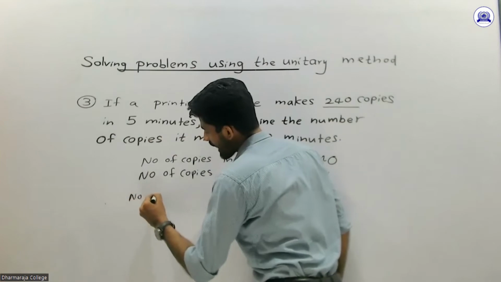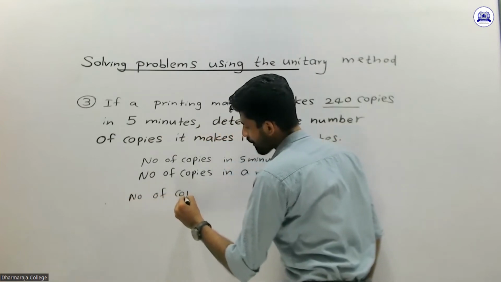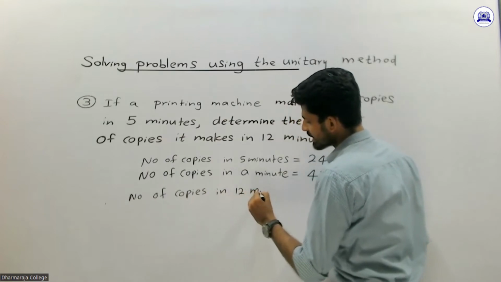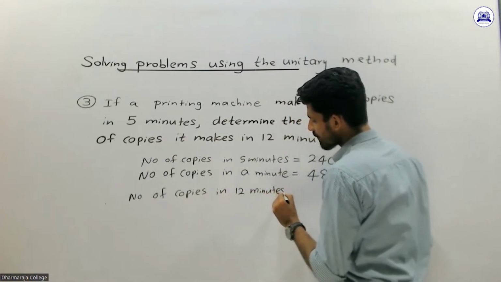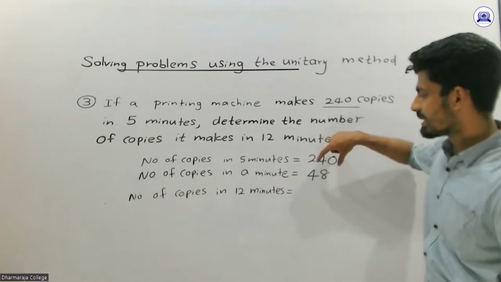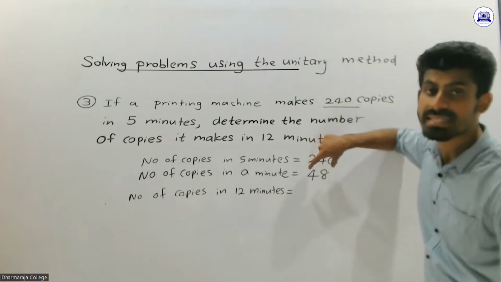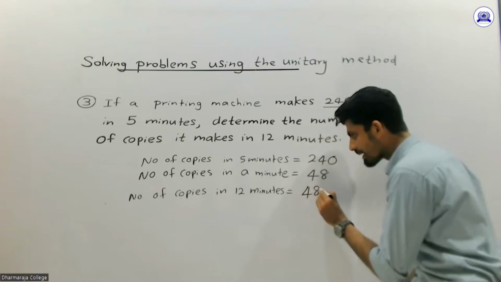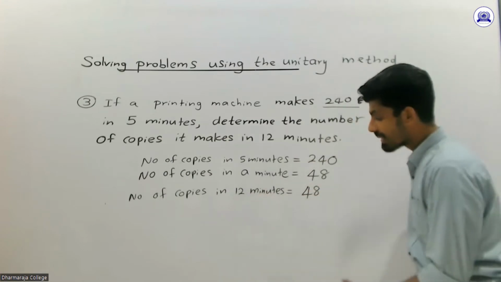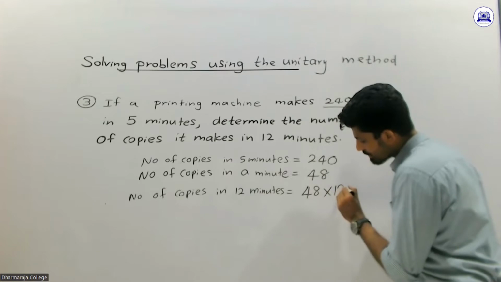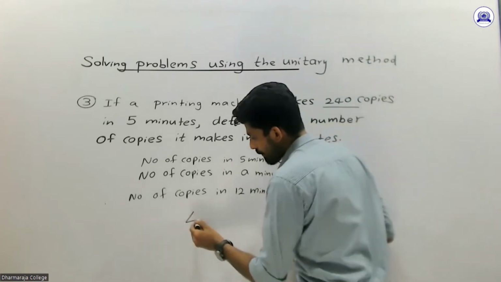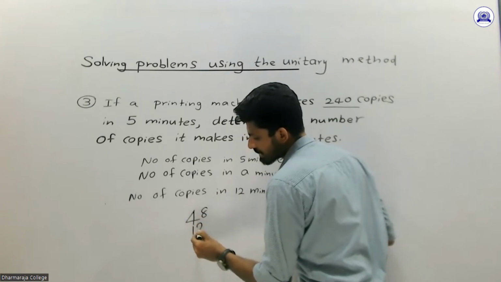So how to write down the answer, my dear student? Number of copies in 12 minutes. This one is just for 1 minute, but we need to answer for the 12 minutes. 48 multiplied by 12. 48, you need to multiply by 12.